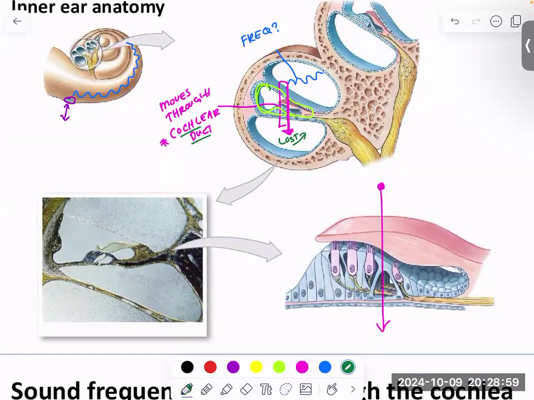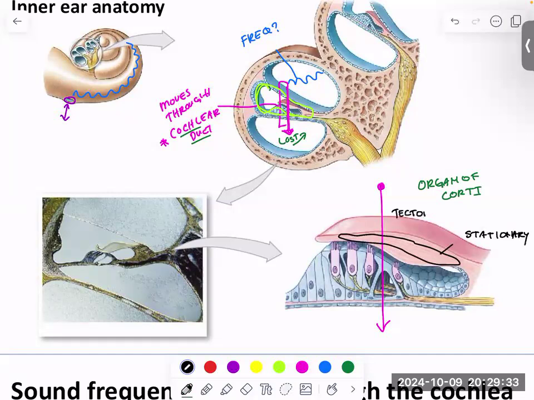This entire structure is called the organ of, I don't even know how to pronounce this. I just know this is some scientist. I don't know if it's Corti or Corti. I've heard both. Organ of Corti is the way that I'm going to say it. I don't know if that's true. Here's what happens. This one in pink does not move. It is stationary. This is called the tectoral plate, the tectoral membrane. It is stationary.